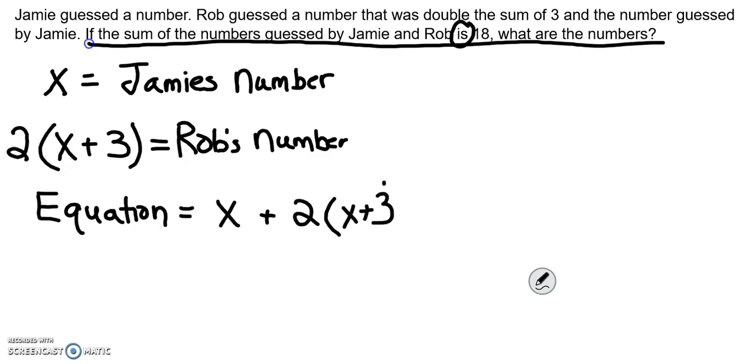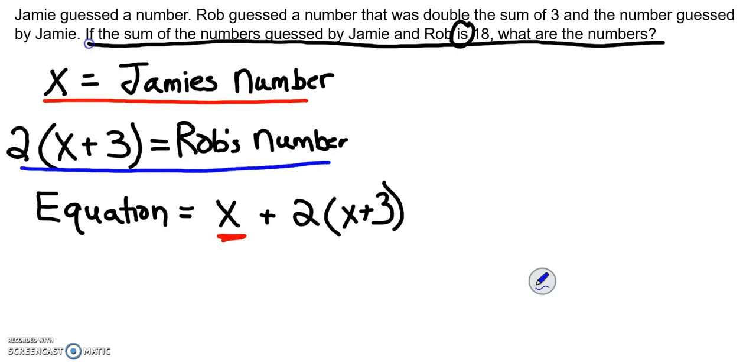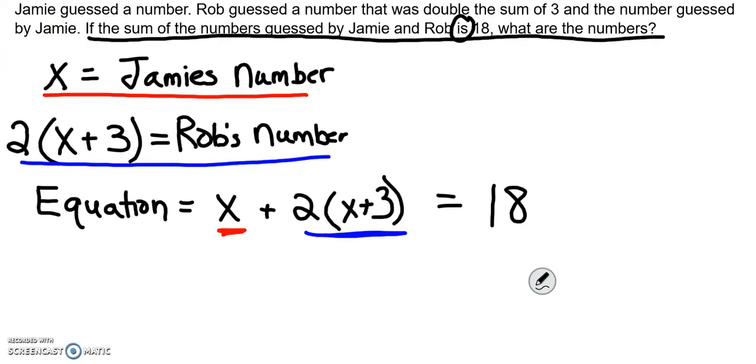So can you see how we have taken Jamie's number and we have added it to Rob's number? Okay, and when we do that, what does the problem tell us it equals? 18. That is our equation. The next thing we need to do is set this up on our board.